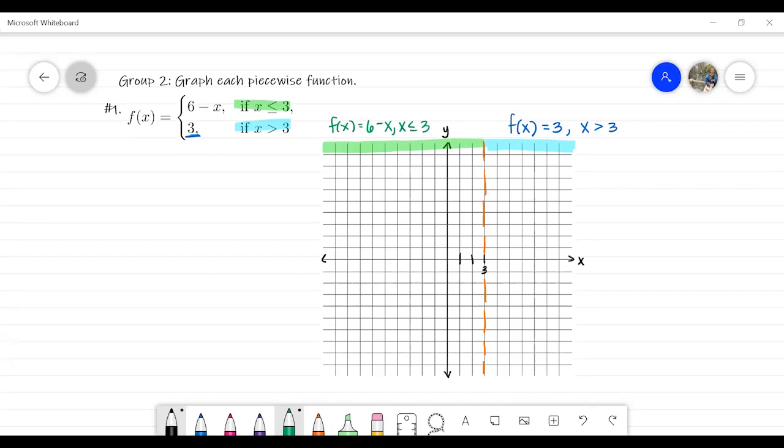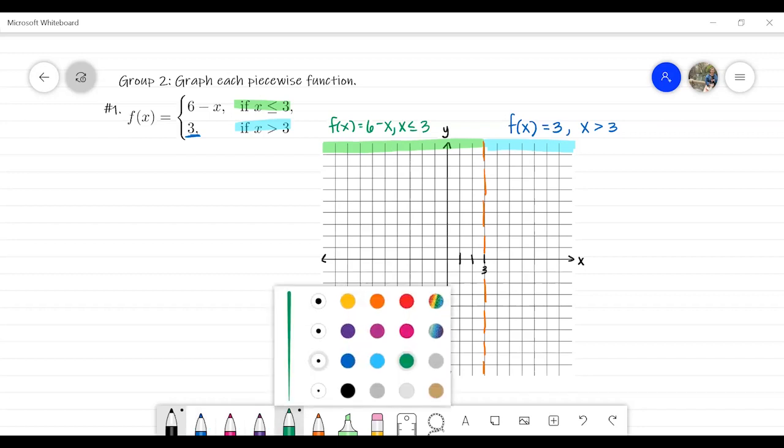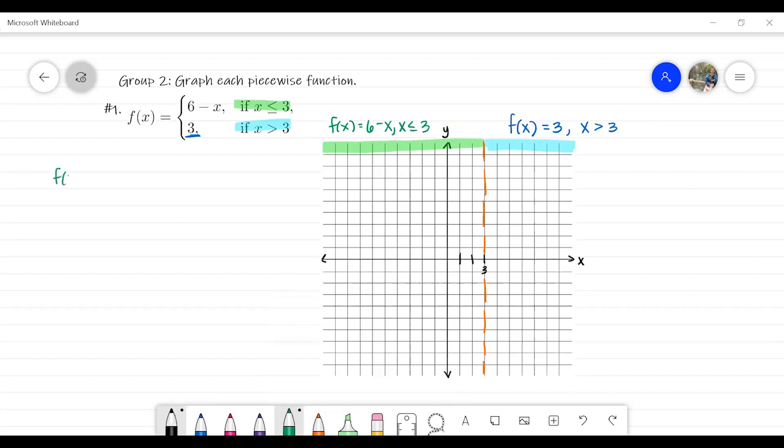Okay, anything from the green, whatever we're graphing, stops at this orange line, and whatever we're graphing in blue, it starts. It does not go to the left of this orange line. That's your boundary. Okay, let's work on the green one. That's the first one we've got. So you've got f of x is equal to 6 minus x.